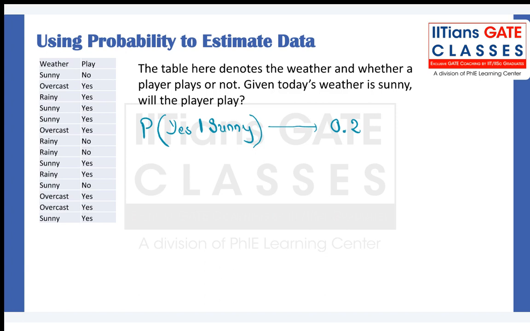Can I somehow calculate this value? In this example, I gave 0.2. Can I somehow calculate this value? If I use Bayes theorem, can I say this is equal to the probability that it is sunny given I play, multiplied by the probability that I play, divided by the probability that it is sunny.